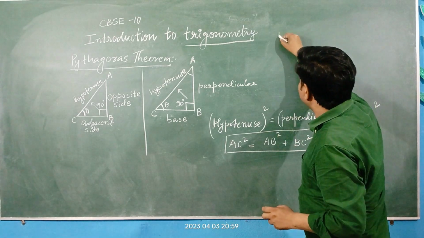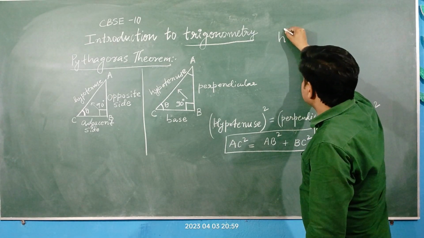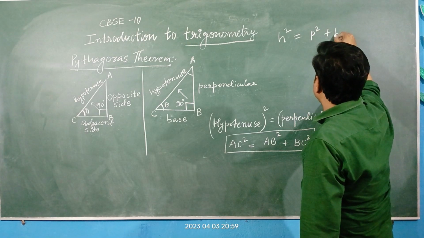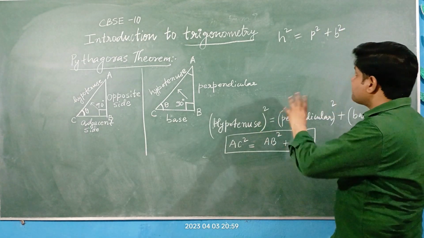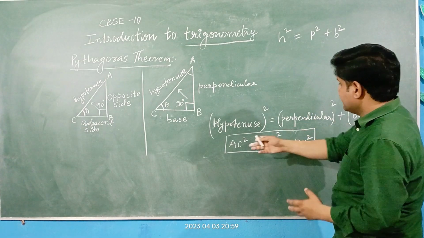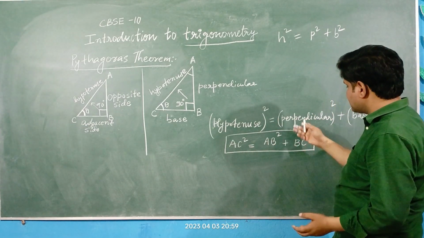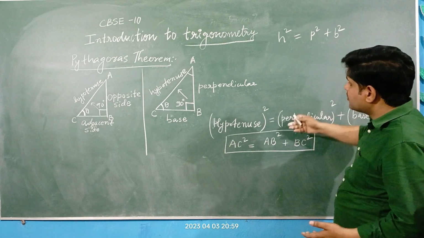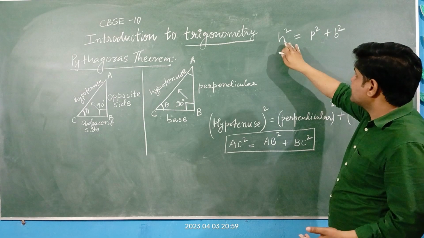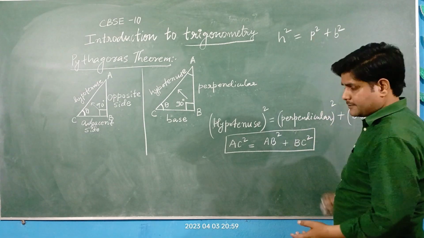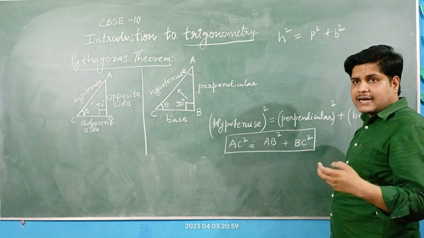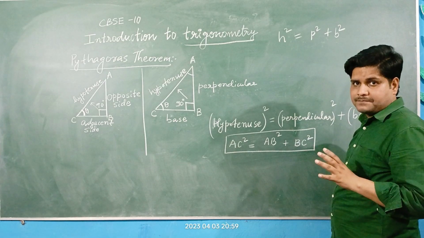So we have a relation: hypotenuse square is equal to perpendicular square plus base square. Remember, we can name it in multiple ways. I call it side AC square, AB square, or BC square, or we can call it hypotenuse square, perpendicular square plus base square, or we can also write it as H square, P square, B square. I'm using this terminology so that you can easily understand how you have to relate things.